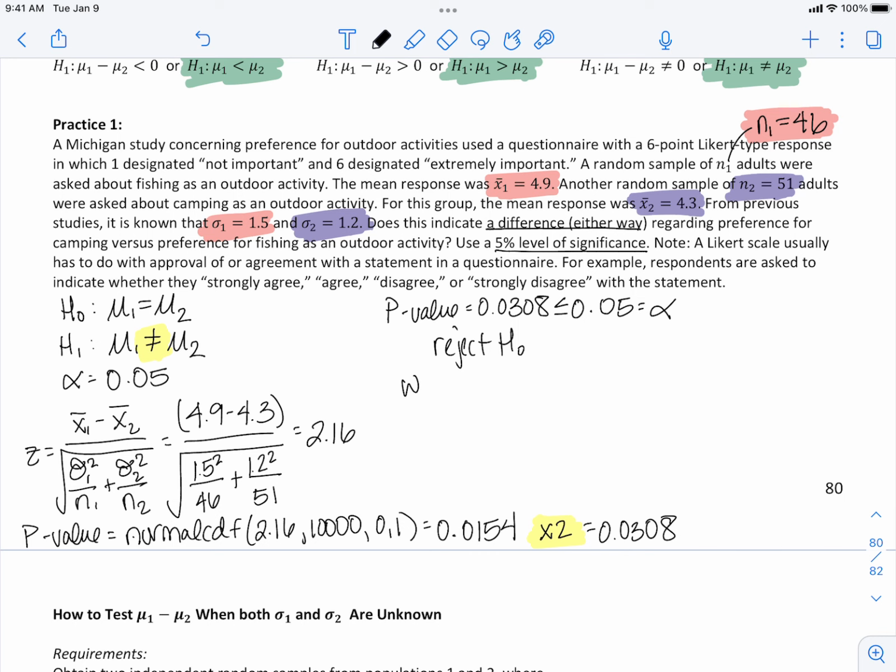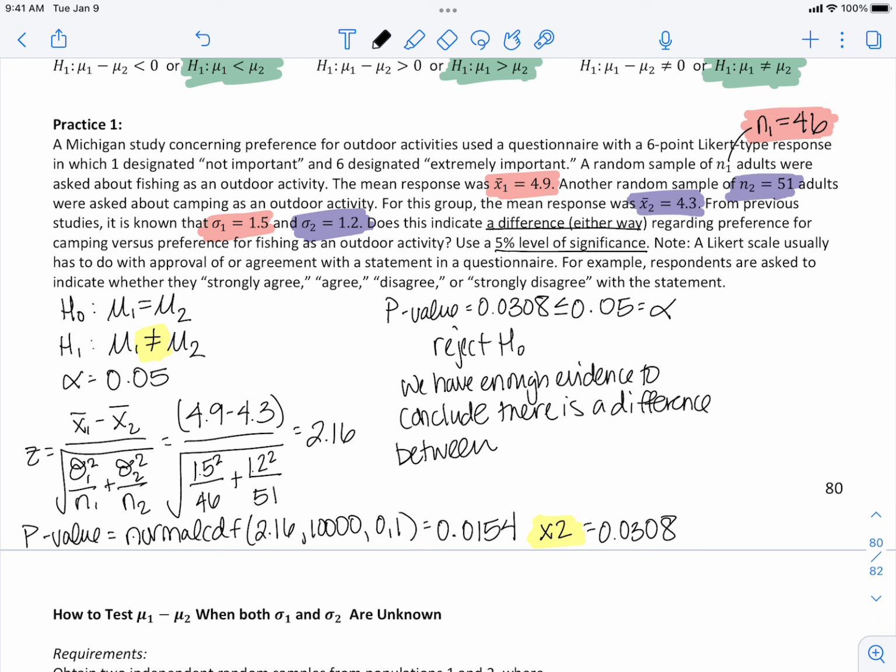And so we would say we have enough evidence to conclude there is a difference between preference for outdoor activity.